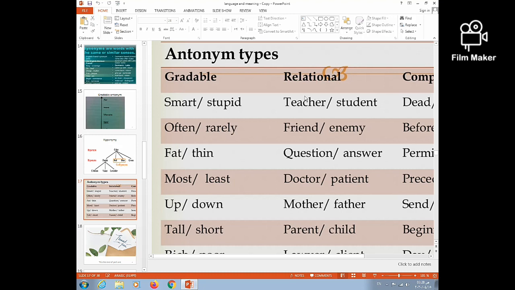If you look at another kind of antonym types, which are called ungradable: teacher and student, they are not antonyms in the strong sense of the word. They are complementary. They complement each other: teacher and student, friend and enemy. If there is a teacher, there is a student. If there is a friend, there is an enemy. If there is a question, there is an answer. Doctor, patient, mother, father, parent, child, and so on.